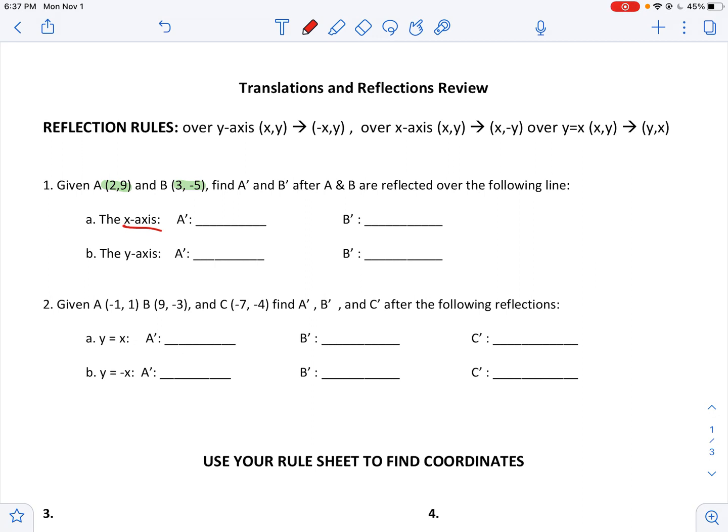reflect over the x-axis. So if I reflect over the x-axis, what happens is I take my x and y, the x is going to stay the same, but the y is going to change its sign. If it was positive, it's going to become the opposite. It will become negative. And if it were negative, then it will become the opposite and become a positive.